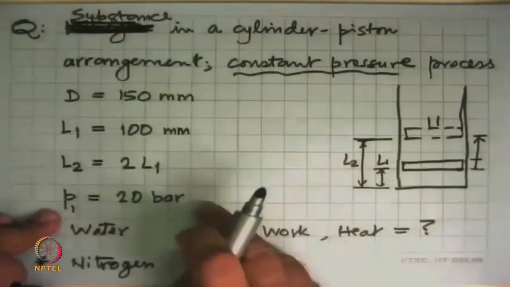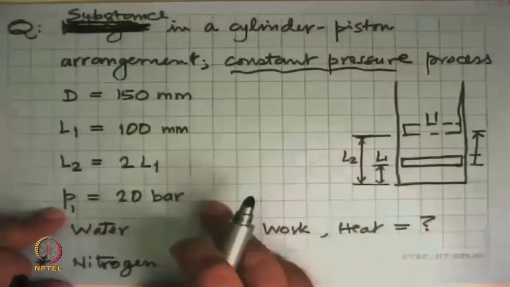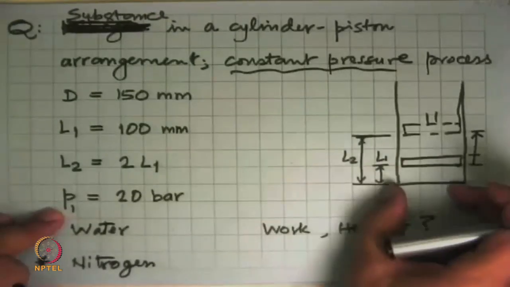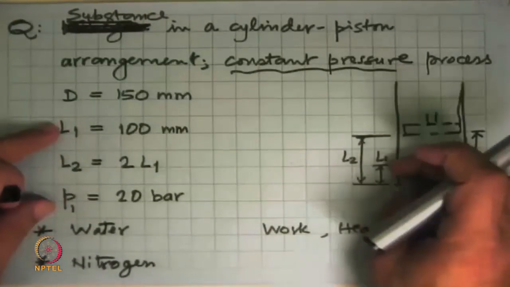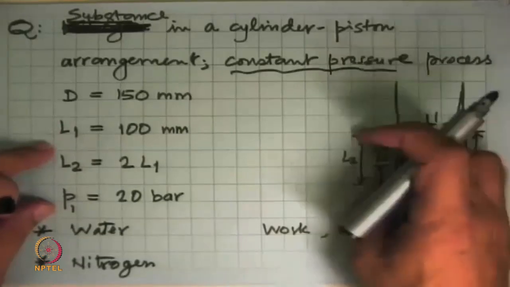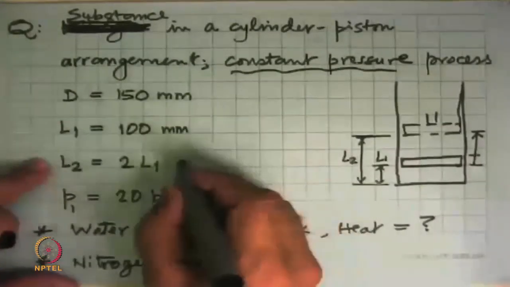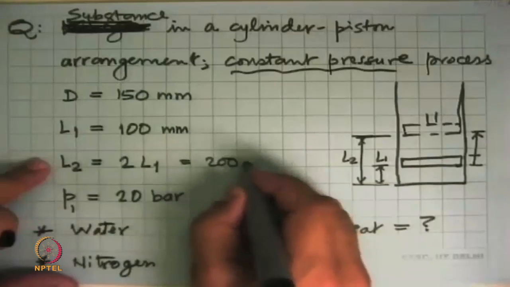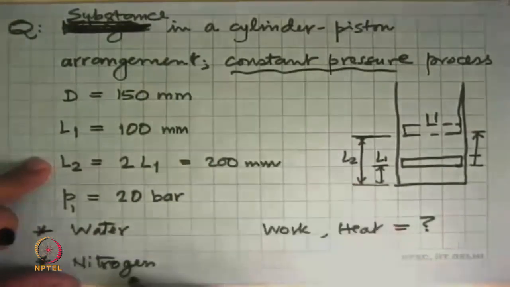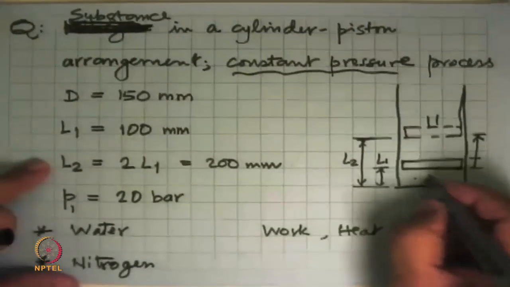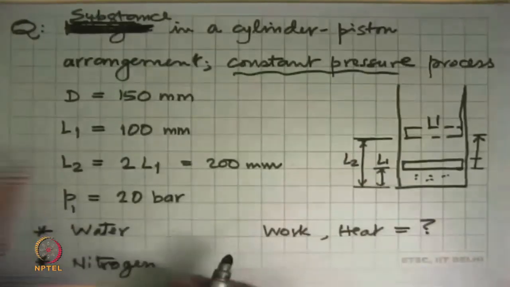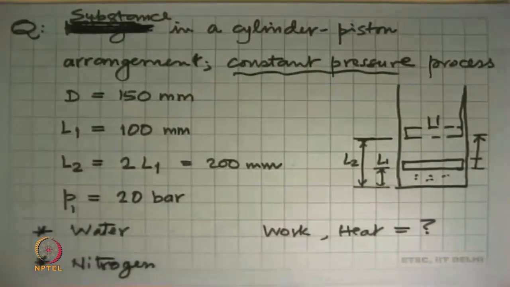And the geometrical initial values are given here. The diameter of this, which is circular, is 150 millimeters. Length is about 100 mm. This length L2 is double that of L1, which means it will be 200 mm. And we will look at a case where the pressure inside here is 20 bar. So P1 is 20 bar.